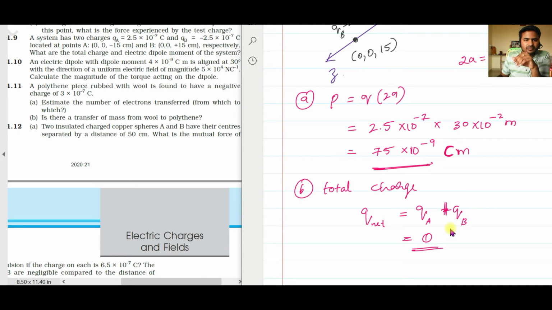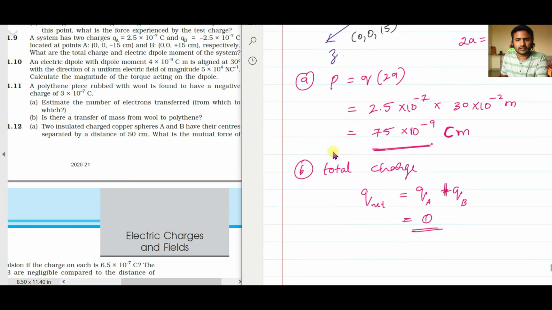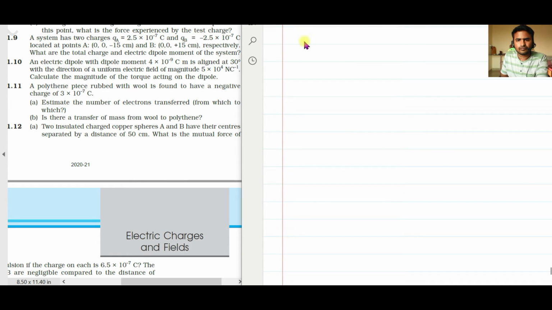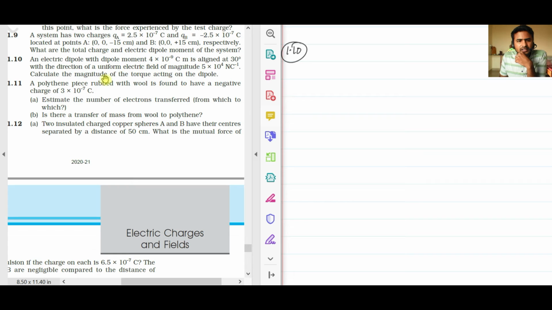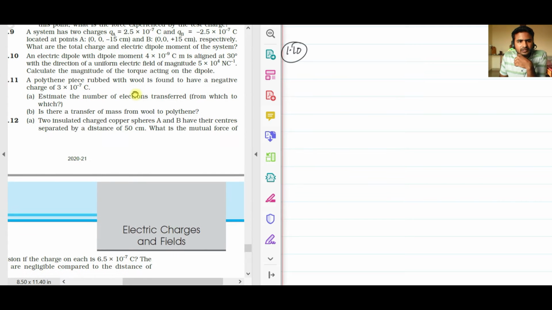All right, so now we'll move to the next question, question number 1.10. It says that an electric dipole with a dipole moment 4 into 10 to the power of minus 9 coulomb meter is aligned at 30 degree with the direction of a uniform electric field of magnitude 5 into 10 to the power of 4 Newton per coulomb. Calculate the magnitude of the torque acting on it.